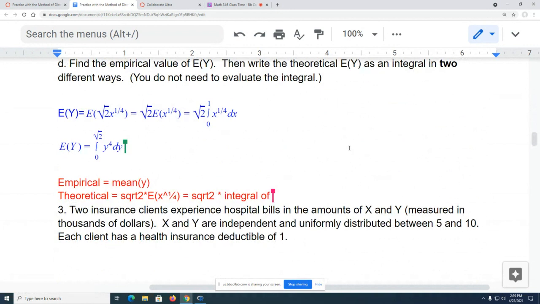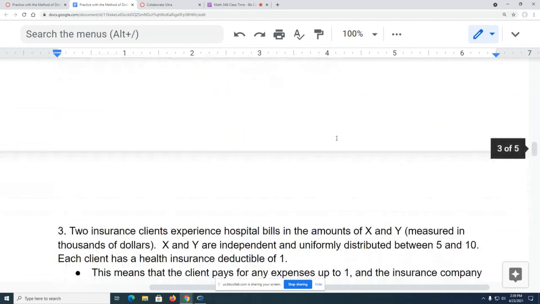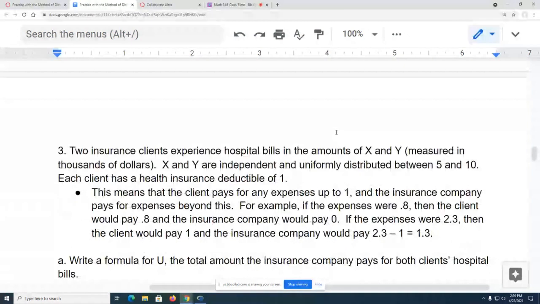All right, so let's get started on problem 3 here. Two insurance clients experience hospital bills in the amounts of X and Y, measured in thousands of dollars, which are independent and uniformly distributed between 5 and 10. And each client has a health insurance deductible of 1. What that means is that the client pays for any expenses up to 1, and then the insurance company pays for expenses beyond that.